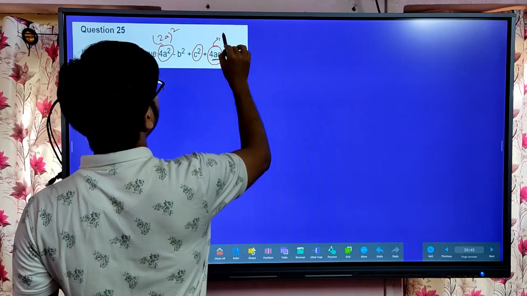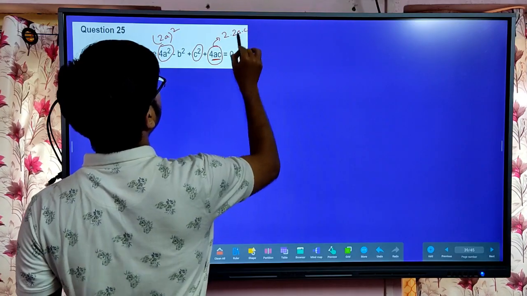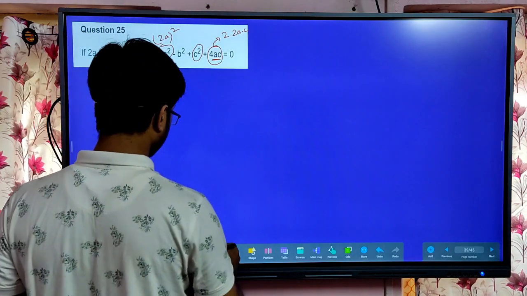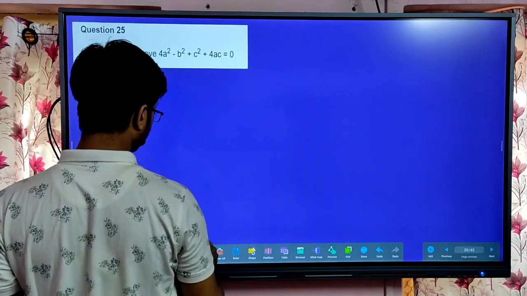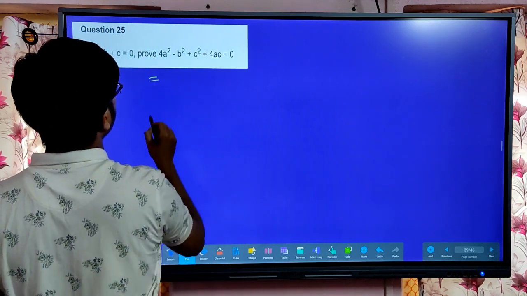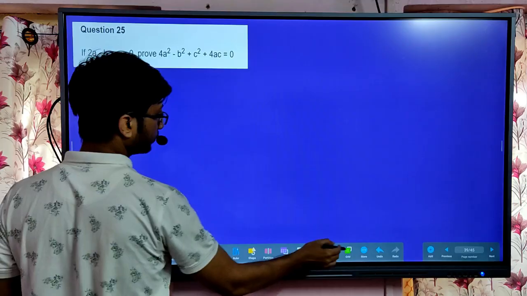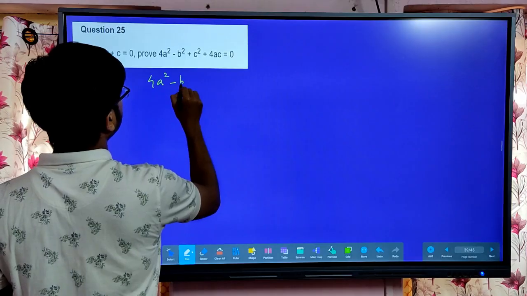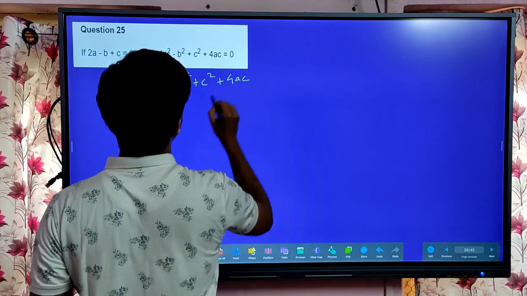4ac I can write it as 2 into 2a into c, isn't it? 2 into 2a into c, that will be 4ac. See how I am doing it. Let me erase this. First you will write this entire thing, 4a square minus b square plus c square plus 4ac.